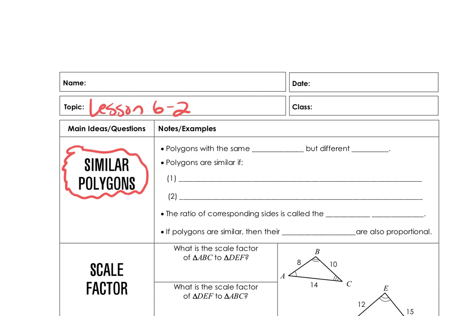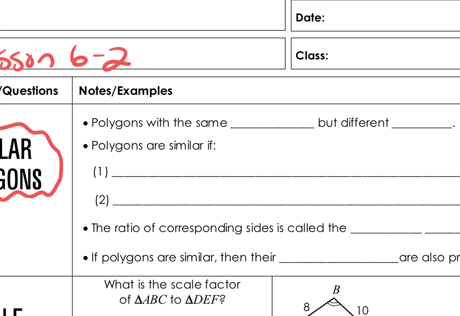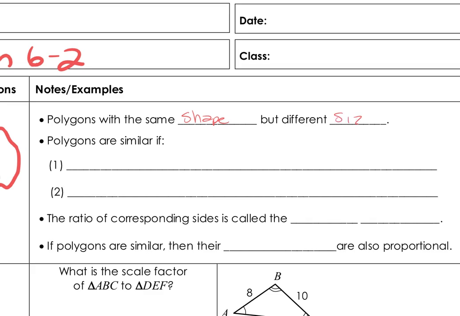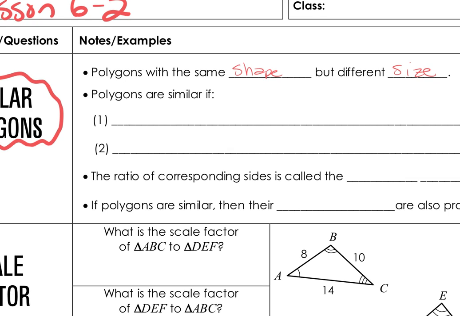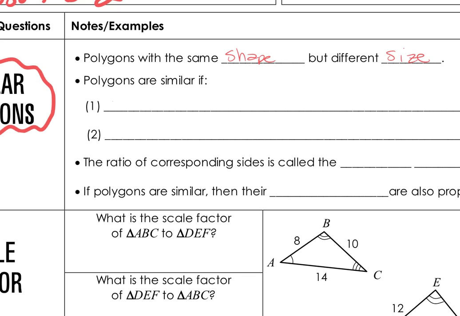Polygons with the same shape but different size are similar. And they are similar if they meet two requirements. The first requirement is that the corresponding angles have to be congruent. So all the angles are going to match up and be equal. However, the sides that correspond to one another, my corresponding sides, are going to be proportional.